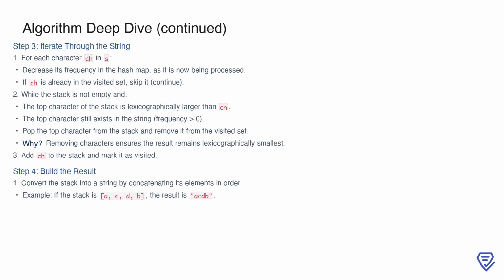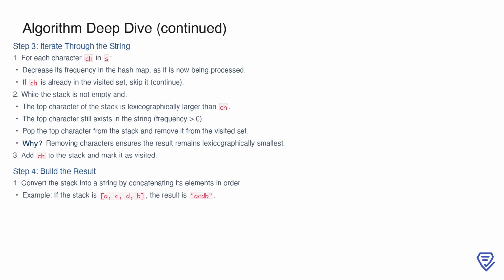For every character ch, we first decrease its frequency in the frequency map, since it is now being processed. If the character is already in the visited set, we skip it to ensure it doesn't appear more than once in the result. When adding a new character, we check if the top character in the stack is lexicographically larger than the current character and if it still has remaining occurrences in the string. If both conditions are met, we remove the top character from the stack and the visited set. This ensures that the result remains lexicographically smallest. Once these checks are complete, the current character ch is added to the stack, and it is marked as visited.